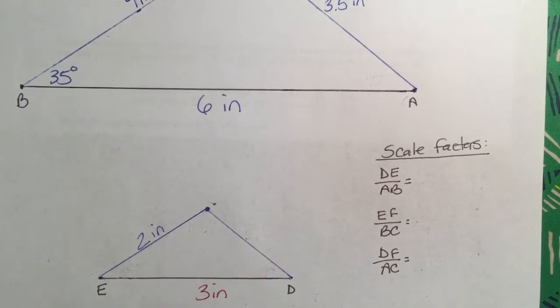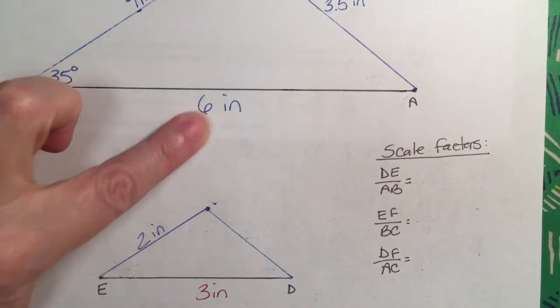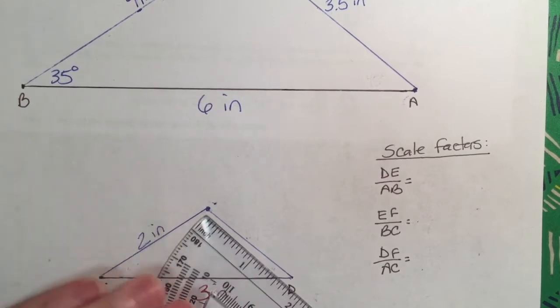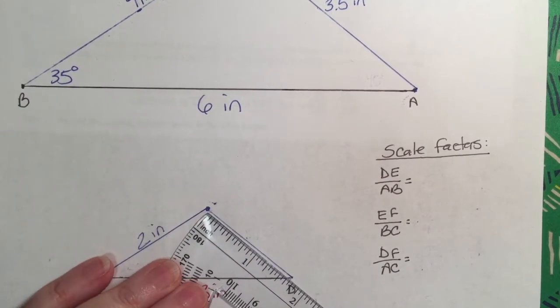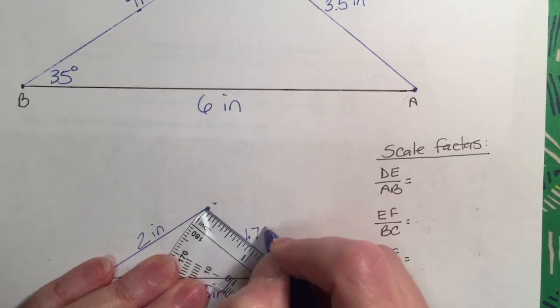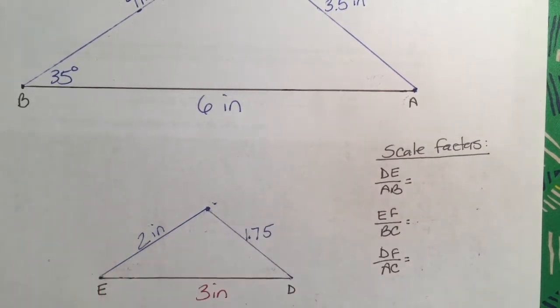So let's see how long this other side is. What do you think it should be? 3 is half of 6, 2 is half of 4. This one should be half of 3.5, right? And it is 1.75, which is half of 3.5, okay?